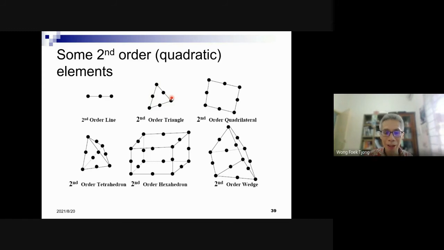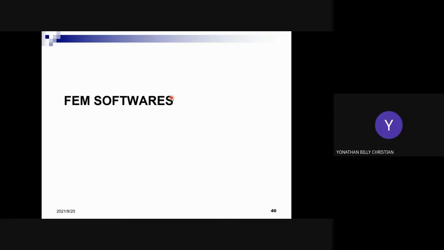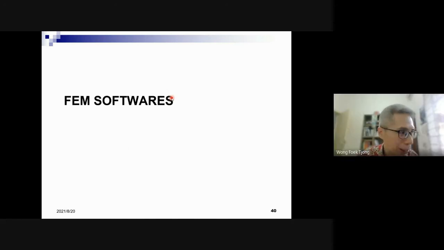That's my answer. Oh, so that can be curved elements. Yes, it can be, but that's higher order elements, at least quadratic. It cannot be linear elements. Linear always becomes a polygonal-like shape.